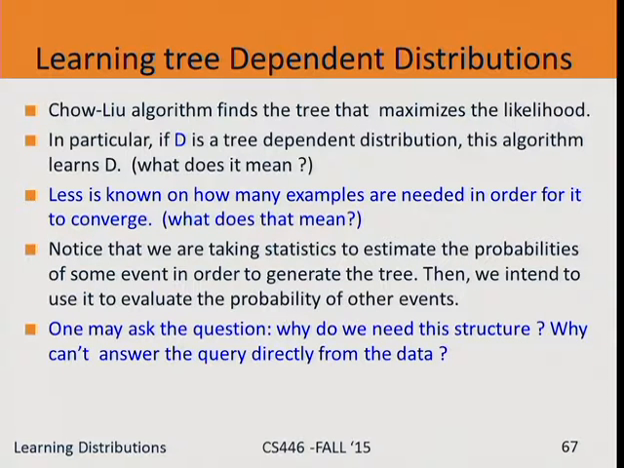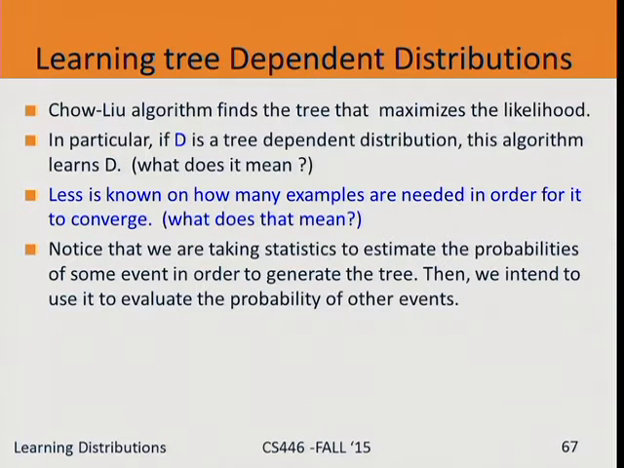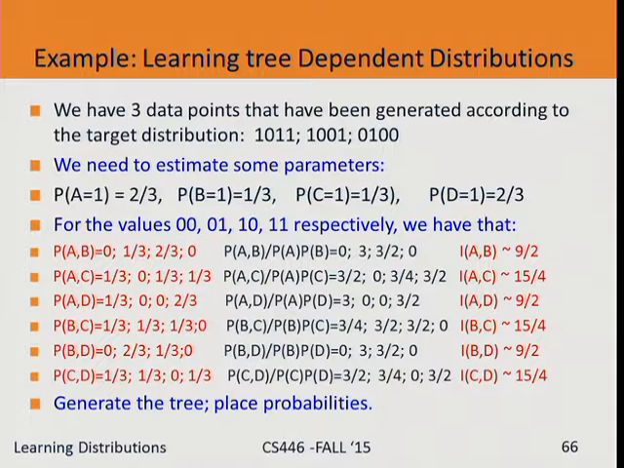Basically, I'm just going to finish with the question that it's important that you think about all the time. You could still ask, why do I need this structure? Why can't I just take the data and answer every query that you have about the data directly from the data? Hopefully we've addressed this several times in this course. You really have to make assumptions in order to support generalizations. And here you can ask me, what is the probability P of A, B, with A being 1, B being 0? You can estimate it from the data, or A, B, C, you can estimate it from the data. You'll get a different number if you estimate it from the tree, but our assumption is that it's a better number, because it's going to support better generalization.